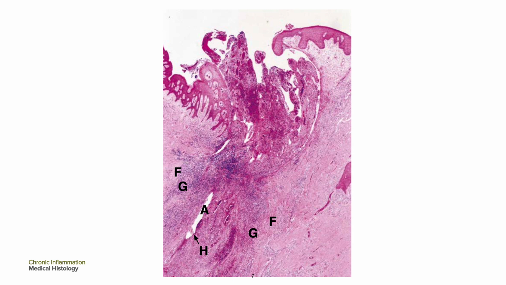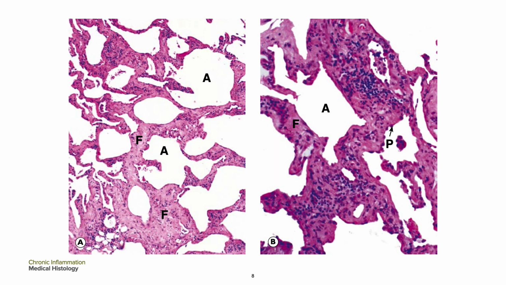In this micrograph, you note the subcutaneous abscess cavity, letter A, the wall of which is formed by the granulation tissue, letter G, and is heavily infiltrated by lymphocytes and plasma cells. There is surrounding fibrosis, letter F, in the dermis as a result of previous attempts at fibrous repair.